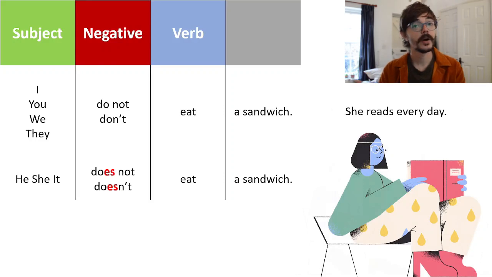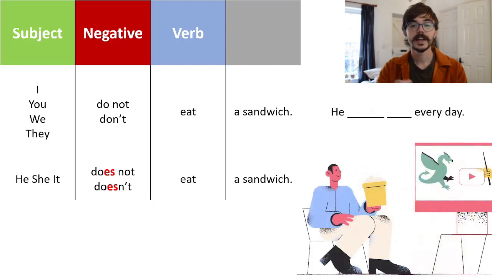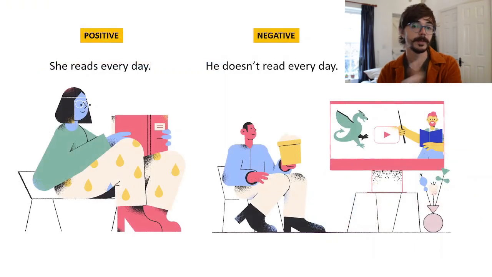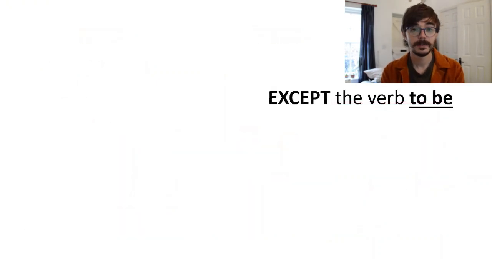Now here you can see a positive sentence. She reads every day. Now look at him. Does he read? No. So can you make a negative sentence using read? He doesn't read every day. So here is the positive, she reads every day, and the negative, he doesn't read every day. Now this is true for all verbs. We use this structure where we put the word do or does and not. However, the only verb that is different is to be.